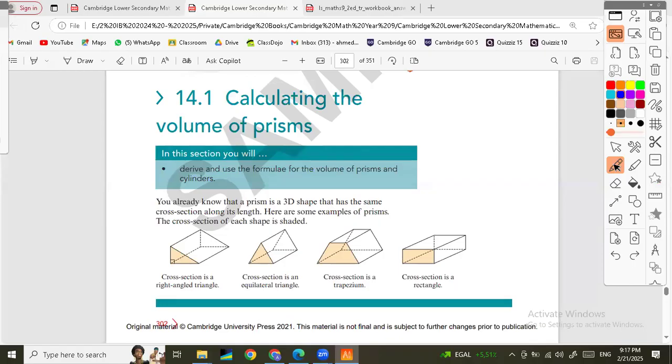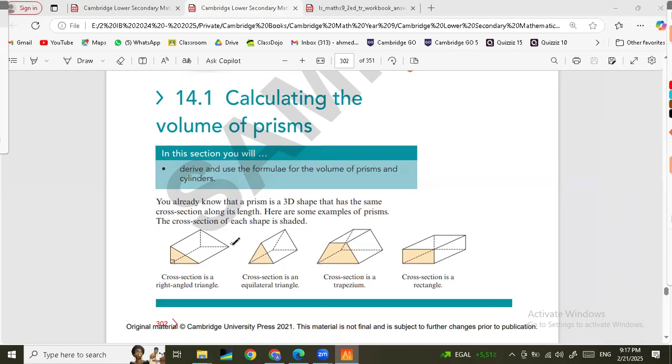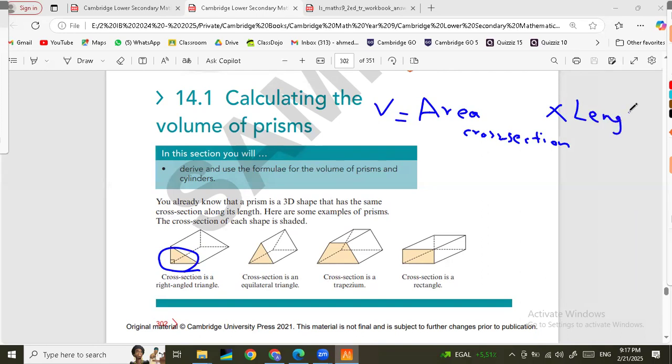In today's video, we're going to learn how to calculate the volume of prisms. As you see over here, for each prism, we've got a cross section. So the volume of a prism is simply the area of that cross section multiplied by the length of the prism.